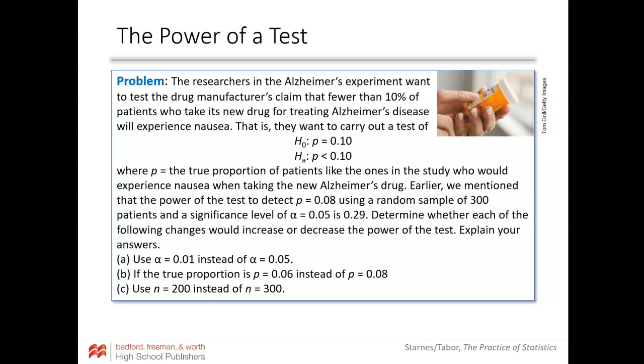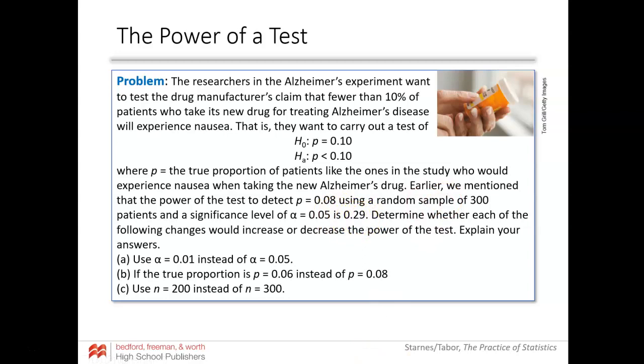Earlier we mentioned the power of the test to be, oh, did we? This must be from 9.1. The power of the test to detect a p-value of 0.08 using a random sample of 300 patients at a significance level of 5% is 0.29. So the power of this test is actually very low, 0.29.